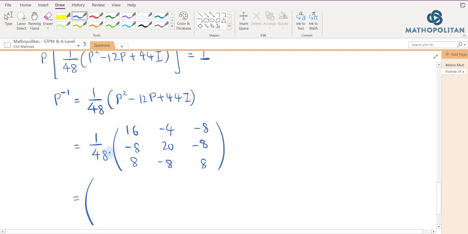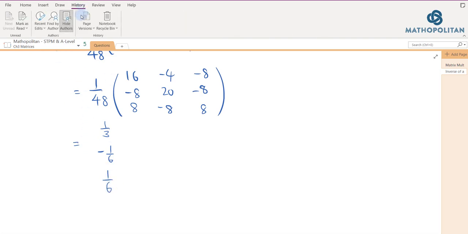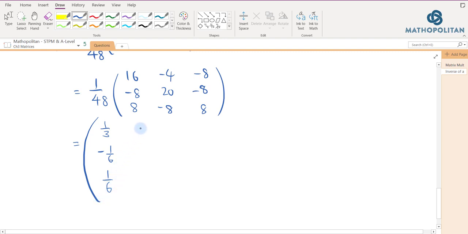So 16 over 48 here will be 1 over 3. And then negative 8 over 48, that's negative 1 over 6. 8 over 48 will be 1 over 6. Right, so I probably need a bigger space here. And for the next column, negative 4 over 48 is negative 1 over 12. 20 over 48, we simplify with 4, so that's 5 over 12. And then this will be negative 1 over 6, negative 1 over 6, negative 1 over 6, and 1 over 6. So that would be the inverse of matrix P. So this is your final answer when you show it as a single matrix.